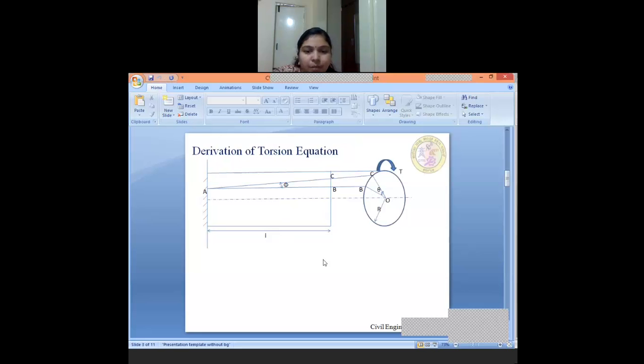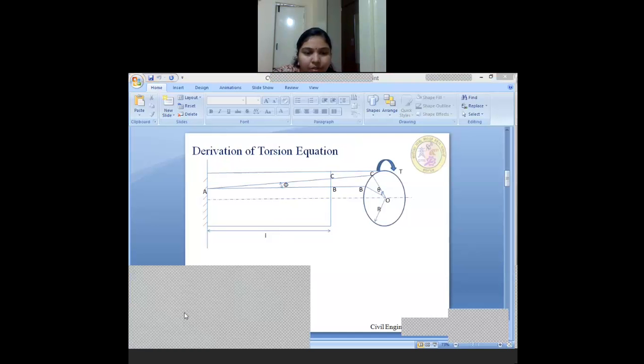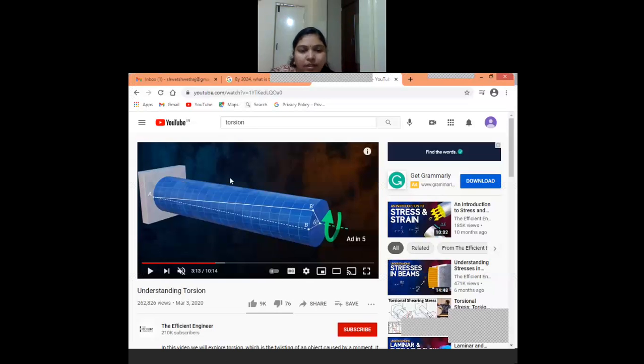So, we have seen in the previous video, you can also have a view of how the shaft behaves. Here I have considered a shaft which is subjected to torque. Once the torque is applied, I consider some line AB. It will move to a new position AC with an angle of twist theta.